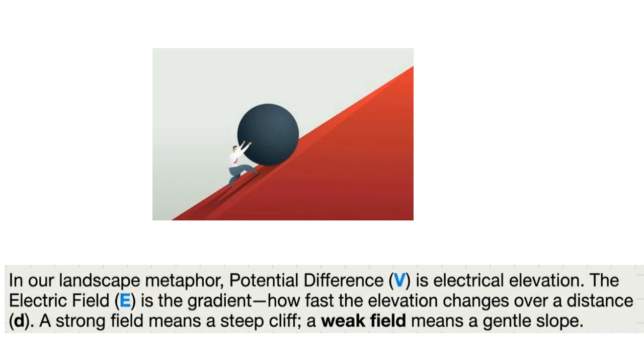slope steepness. If the slope is very steep, that means the field is strong, like a cliff you have to climb. If the slope is gentle, it means the field is weak, like a gradual incline that's easier to walk up. This analogy helps us understand the relationship between potential difference and electric field in a more visual and intuitive way.